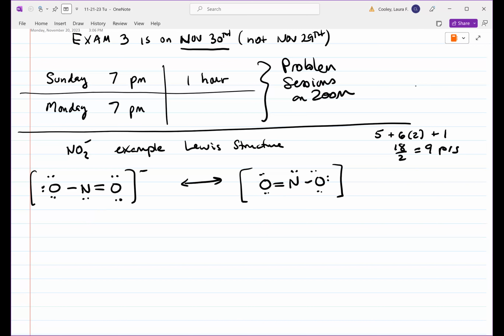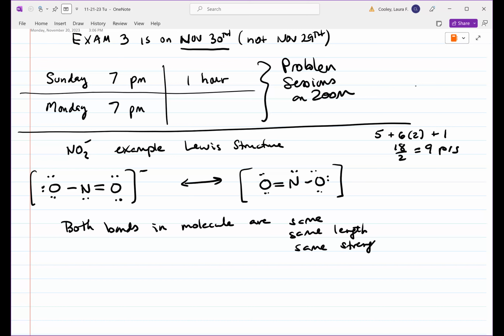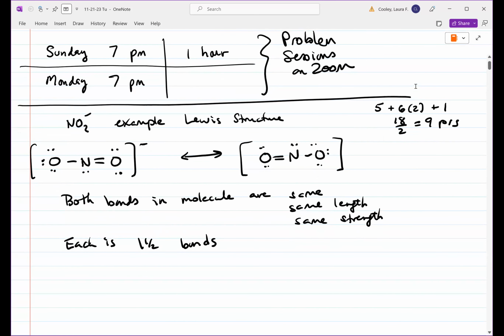The thing is that to really truly describe the NO2 minus ion, you actually need both of these, because it has been determined experimentally that both the bonds in this molecule are the same. They're the same length. They're the same strength. And that can't be true if one is a single bond and one is a double bond. So it's almost like each is 1.5 bonds. But Lewis structures don't let you do that, right? You have to go by the rules.